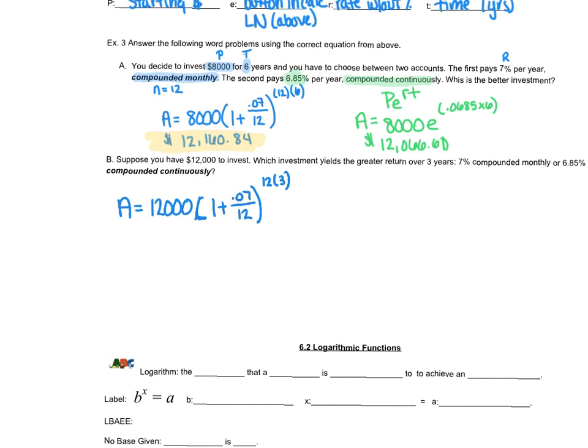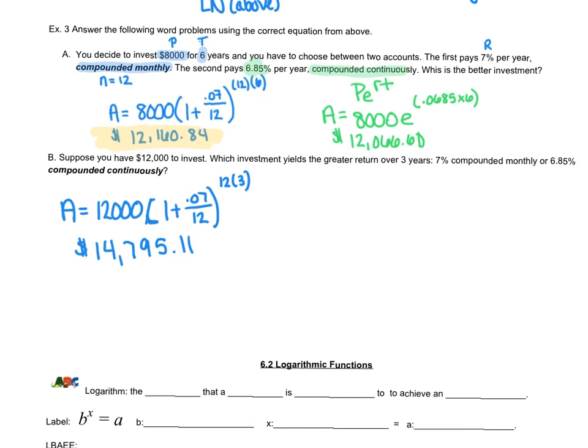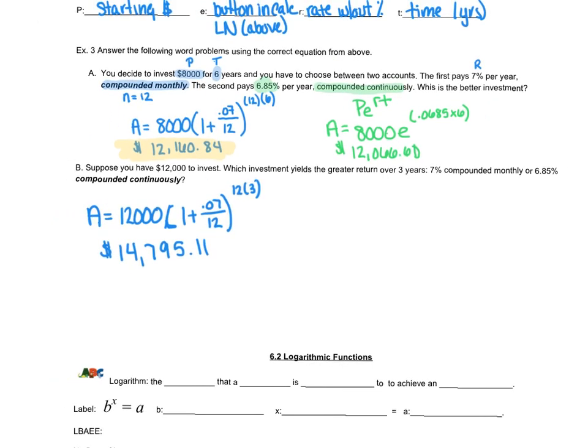So in your calculator, it's 0.07 divided by 12 equals plus 1 equals to the power of 12 times 3, which is 36 equals, and then times it by 12,000. So for this one, it's going to have $14,795.11 when I round that last decimal. Now remember, because it's money, we're rounding to 2 decimal places because we can't pay with anything more than cents. So my next one, it says we have 7% or 6.85% compounded continuously.